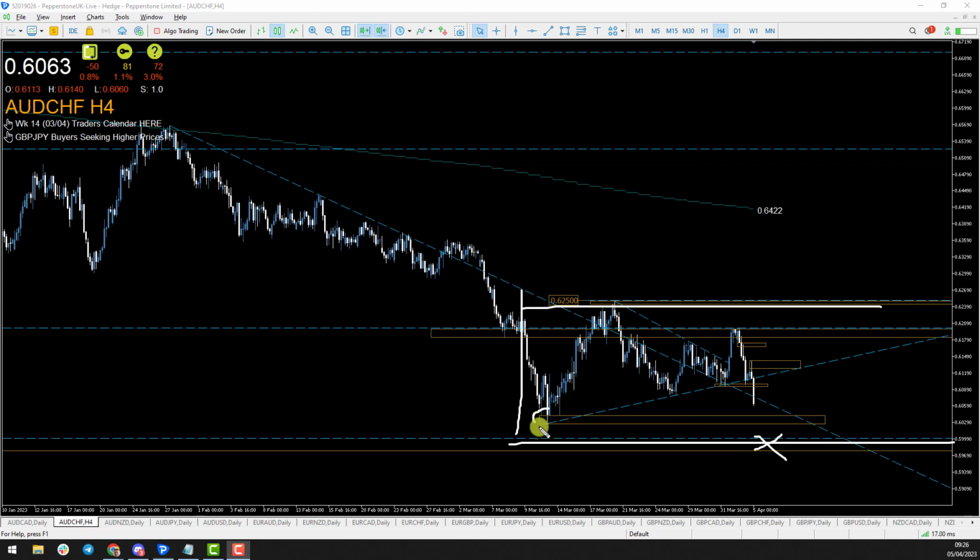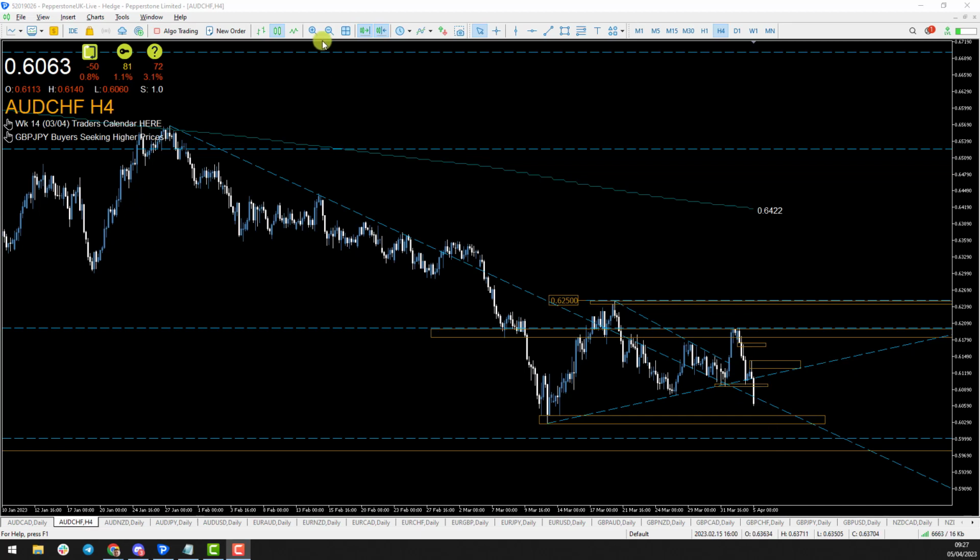Now there are some support levels in the way. Obviously before the 0.6 there was this low that formed, and that's where price could be targeting going into today's session. However, if we do find support at those lows, I'll be looking for these minor resistance levels for opportunities in the market.